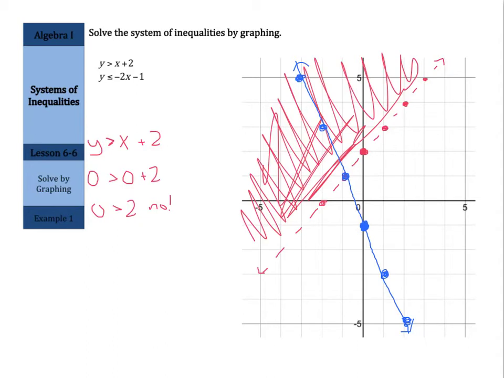And when it comes to shading, again, we can test using 0, 0. So put in 0 for y and 0 for x. You would have negative 2 times 0 is 0, minus 1, and is 0 less than or equal to negative 1? Well, no, it's not. So once again, we are going to shade in the opposite direction of 0, 0, which is out in this direction.